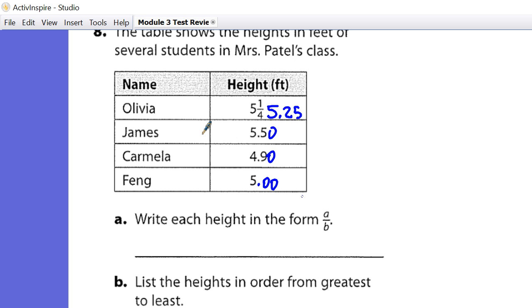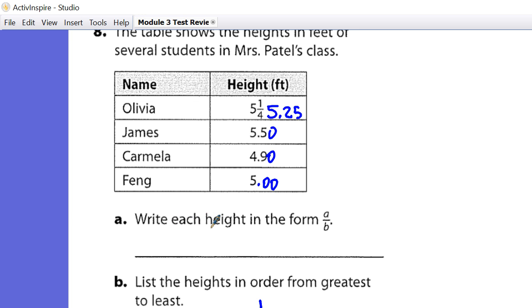And I guess what I've done here, by doing all that math, I didn't read the questions yet. Really what I did is I did some work on question B. Not a bad idea to go answer B right now. The least height there, it says list the heights. The least height there is 4.9. The next one is 5 whole. The next one is 5 1/4, because that's 5.25, and the last one's 5.5.